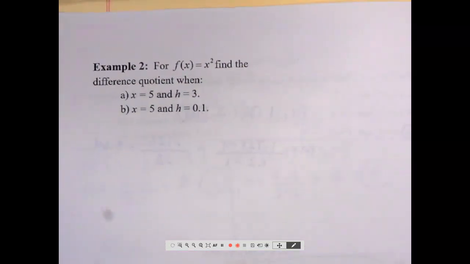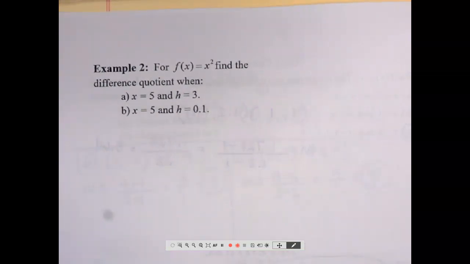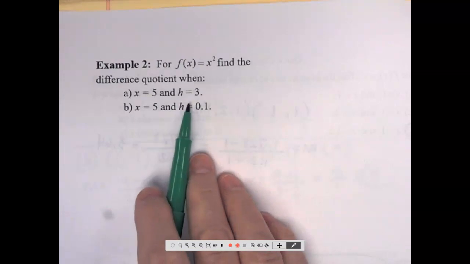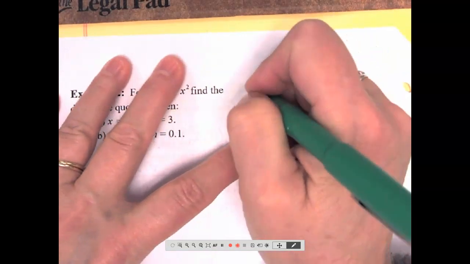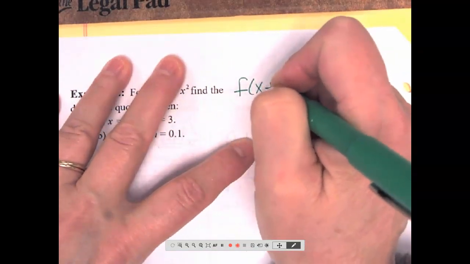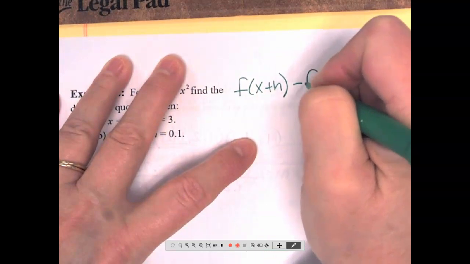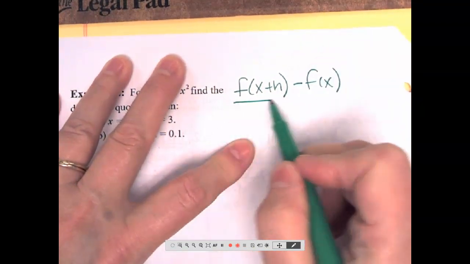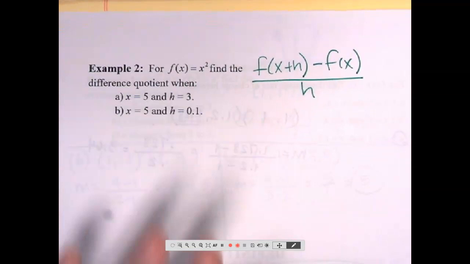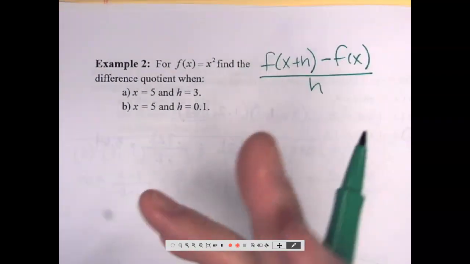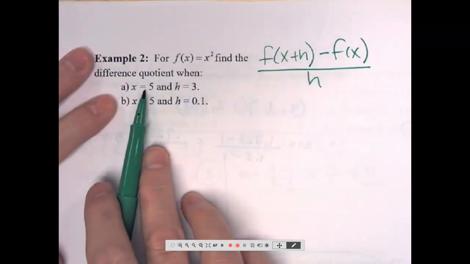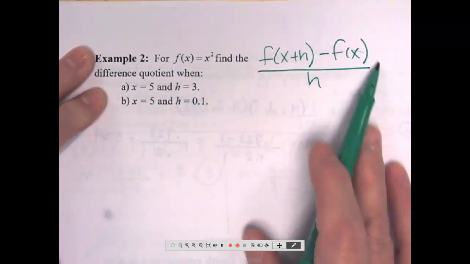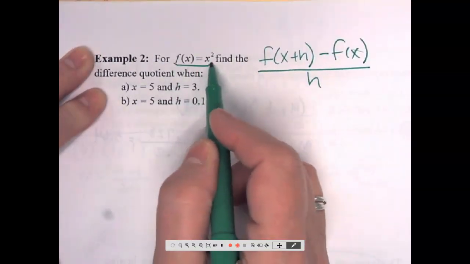Okay, for f of x equals x squared, find the difference quotient when x is 5 and h is 3. Let's write at the top here what that difference quotient said. It said f of x plus h minus f of x over h. So we're going to treat that like a formula. We just derived that formula. Now we're just going to use it. So here's our x, here's our h. Let's plug all this in. And here's the function, of course.